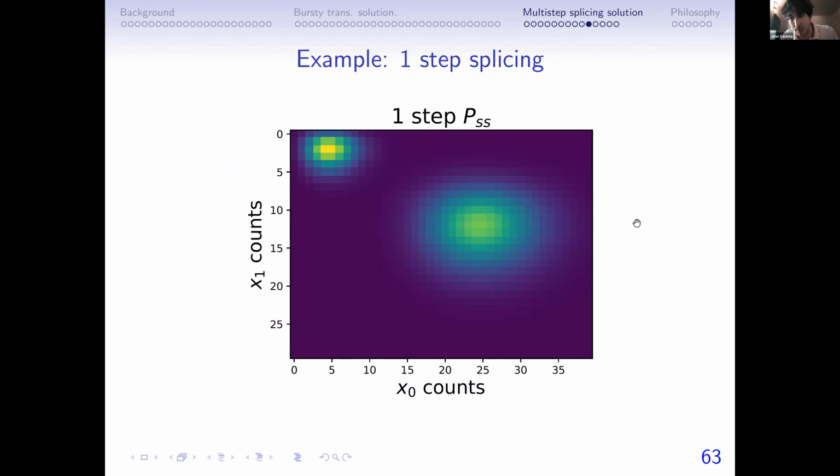Anyway, here's an example of the kind of pictures you can get. For example, this is when there's one splicing step. The x-axis is the number of unspliced RNA there is, and the y-axis is the number of spliced RNA. It's kind of bistable.